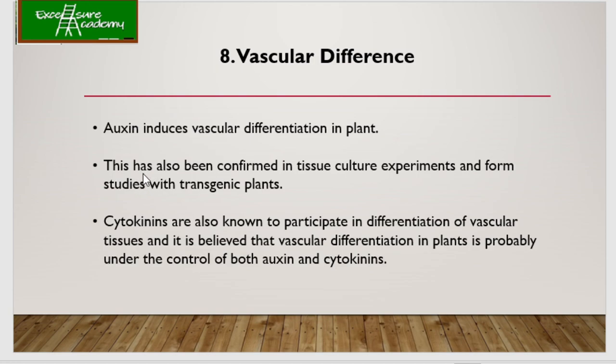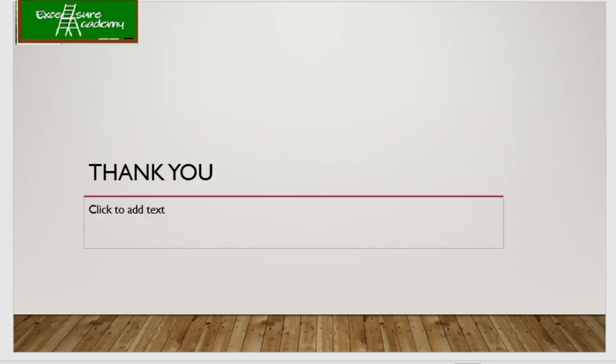So, auxin also induces vascular differentiation in the plant, and with the help of many tissue culture experiments and transgenic plants, this has been confirmed. Cytokinins are also known to participate in differentiation of vascular tissue, and about the cytokinins we'll be discussing in the next upcoming lectures. So, till then, thank you guys for listening.